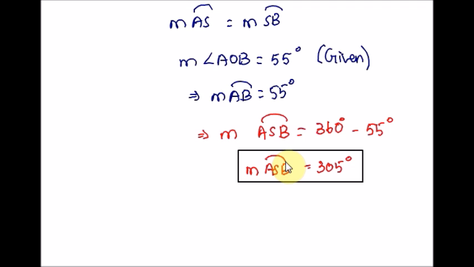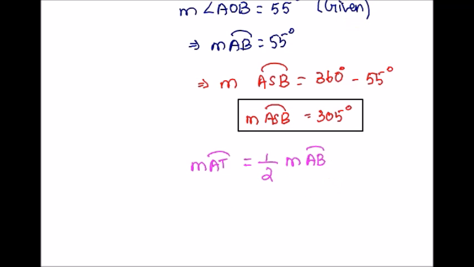Actually, we are asked to find the measure of the arc AT. The measure of the arc AT is nothing but half the measure of the arc AB. Where AB is 55, half of 55 is 27.5. Hope you are clear so far.